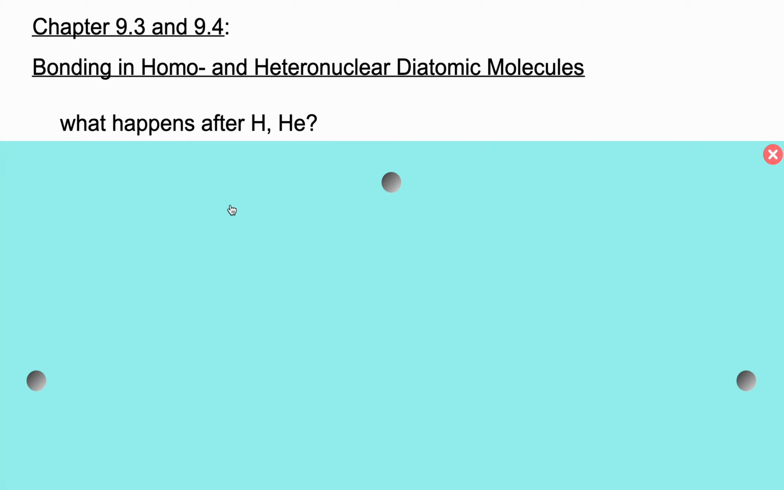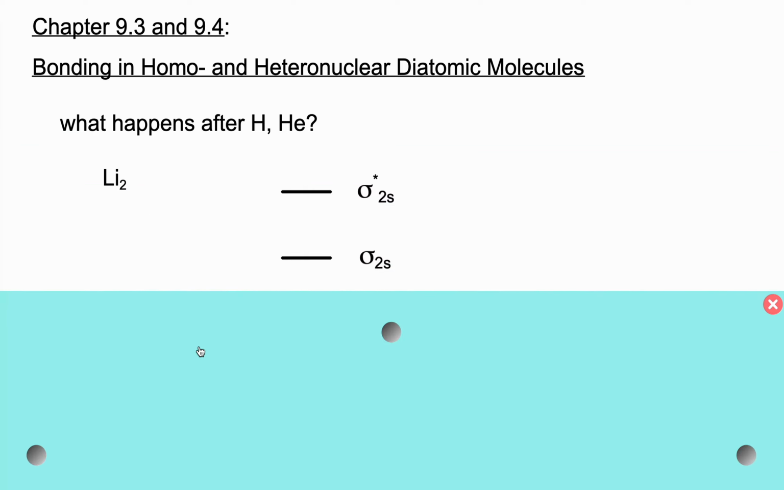Well, after helium, of course, comes lithium. And we are going to consider the bonding in the hypothetical molecule dilithium. Now, we are not going to worry about the 1s orbitals, the sigma 1s bonding molecular orbital and the sigma star 1s antibonding molecular orbital, because they are completely filled and therefore kind of cancel each other out. So we're simply going to be looking at the valence electrons in these species.